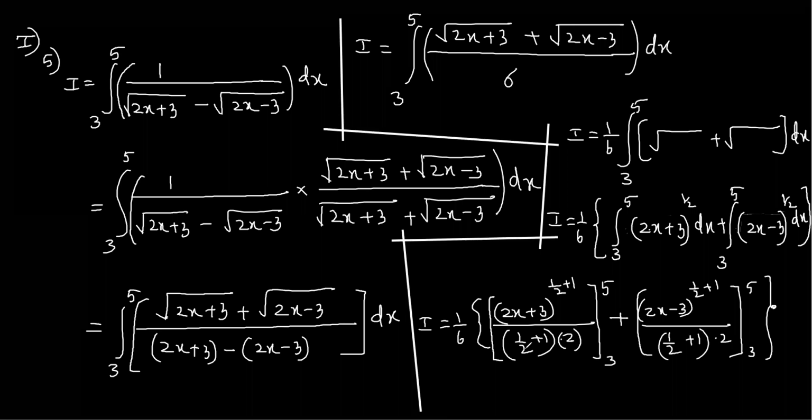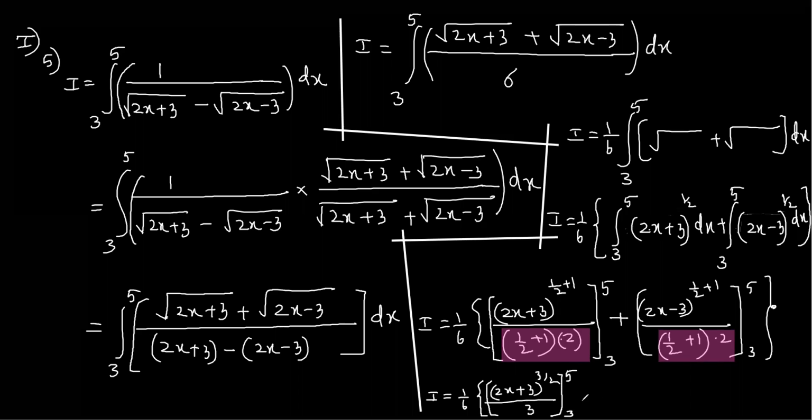So this 2 and 2 cancels. You will get here 3 by 2, and here also you will get 3 by 2. What will happen? That 2 will cancel with this 2, so basically you will get 3 only. So here you get I equals 1 upon 6, and 1 upon 6, and (2x plus 3) raised to 3 by 2, divided by 3, and this is 3 to 5.